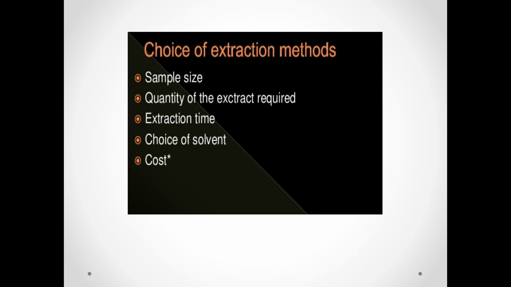Next is the choice of extraction method. These are the factors on which the choice is based. First one is the sample size, second one is the quantity of extract required, third one is the extraction time, fourth one is the choice of solvent, and fifth one is the cost.